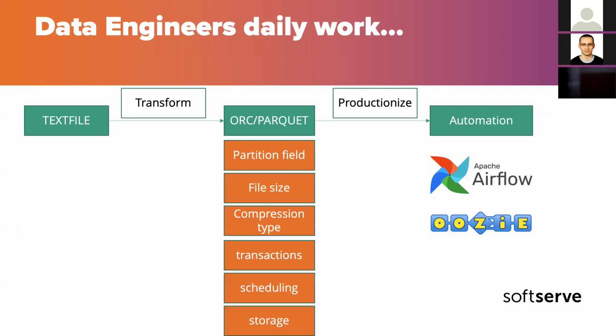Then there is also the importance of the file size within a partition. Is it too big or too small? What is our block size? These values need to align with each other. Then we need to choose what the compression type should be. Do we need to have transactions or not?